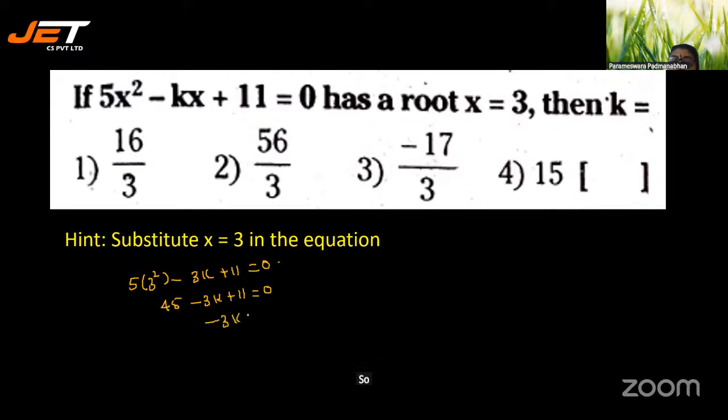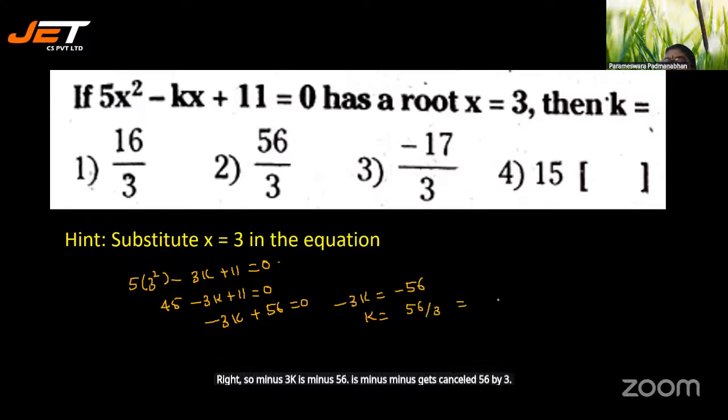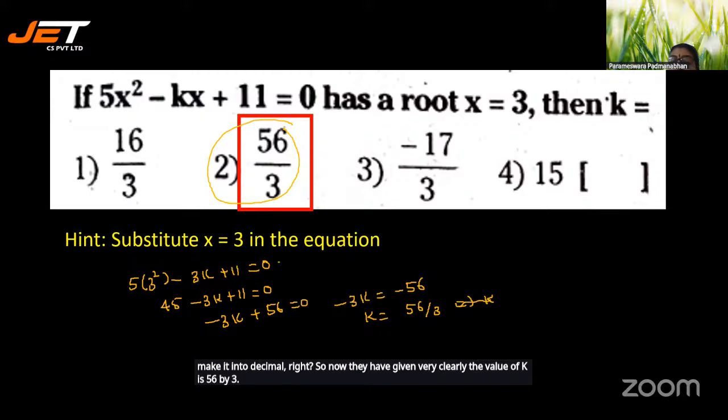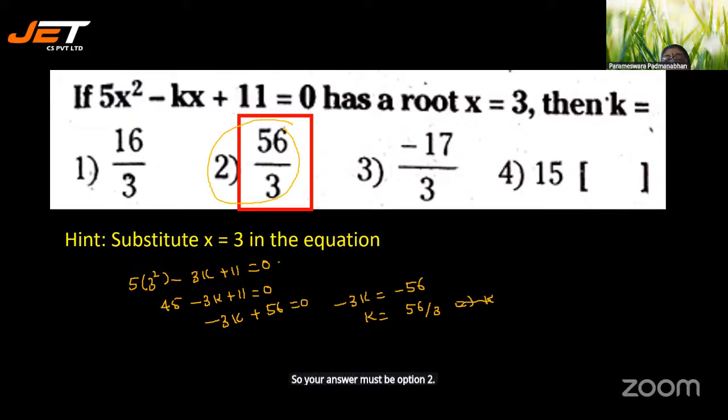So what is 3k? 45, 55, 56. Right. So minus 3k is minus 56. K is minus minus gets cancelled, 56 by 3, which implies, yeah, so they have given you 56 by 3. I was about to make it into decimal, right? So now they have given very clearly the value of k is 56 by 3. So your answer must be option 2. All right, students? Yes. Hope you would have got the answer. Let's move on to the next question.